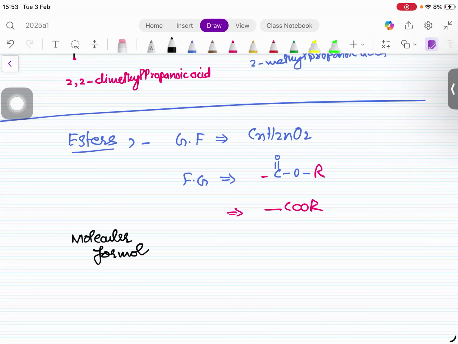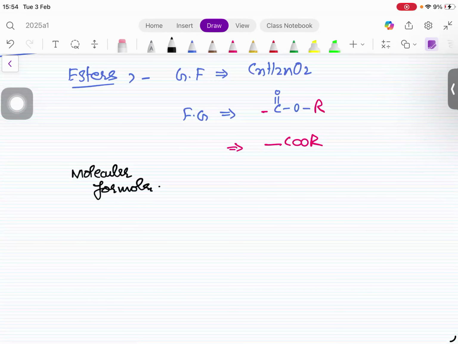Okay, molecular formula. Just like alkenes, just like ketones, there is no one carbon ester. All those who have done O levels know that we learned in O levels that carboxylic acids and alcohols, two groups of organic compounds, combine to make esters. So esters cannot be one carbon, because at minimum one carbon from the carboxylic acid and one carbon from the alcohol come, so you can't have a one carbon ester. The minimum number for the first member of the ester group is C2.